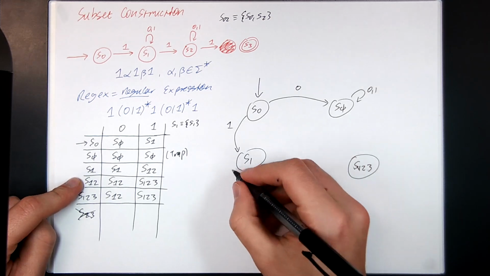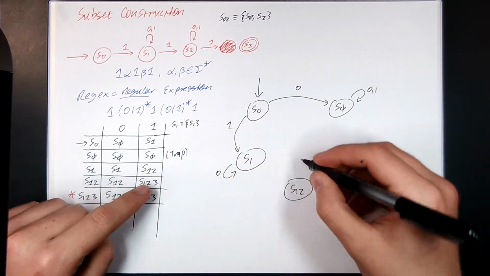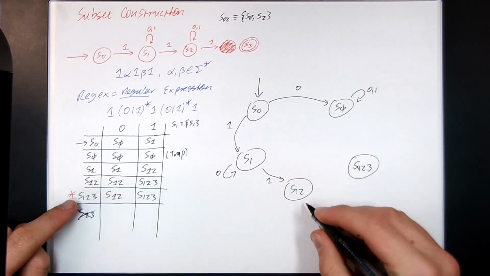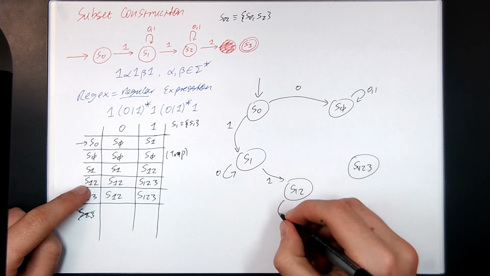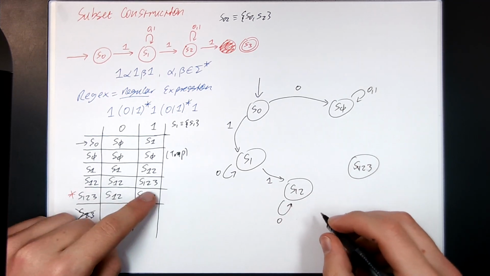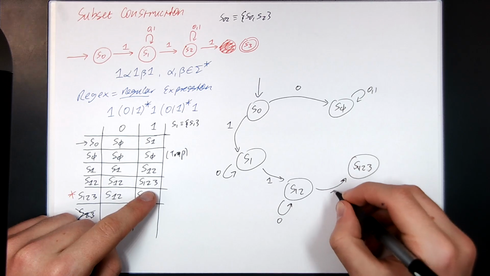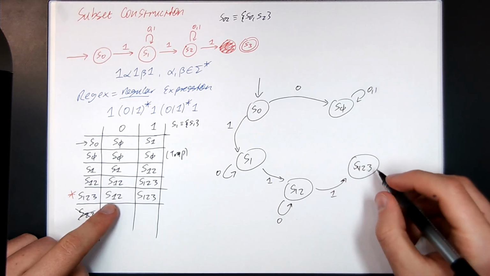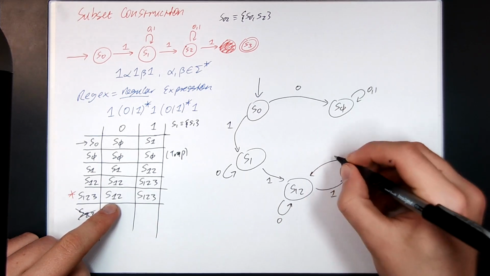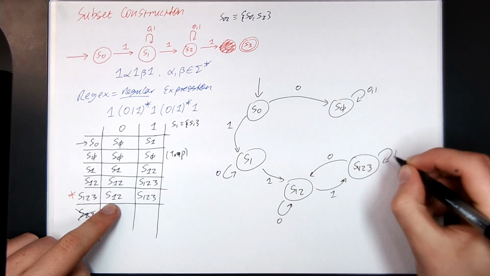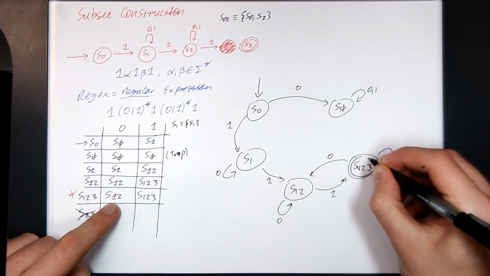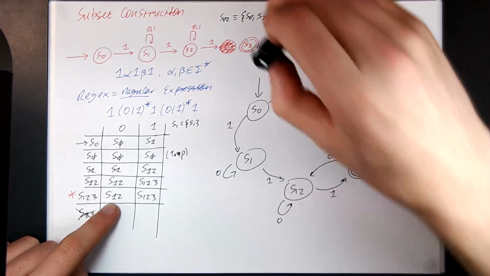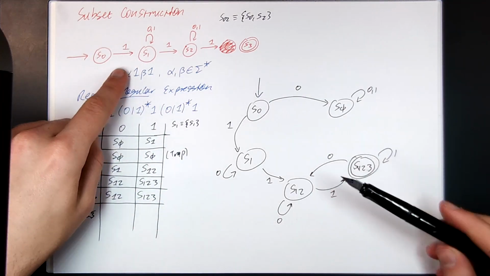For S1, see a 0, see a 1. For S12, see a 0, stay where I am. See a 1, go to S123. For S123, see a 0, double back. See a 1, stay where I am. And this is the only final state. So you can see how this DFA has got the exact same behavior as this NFA.